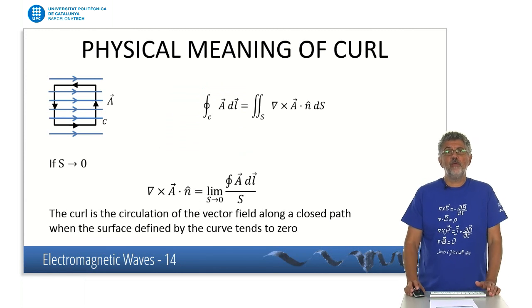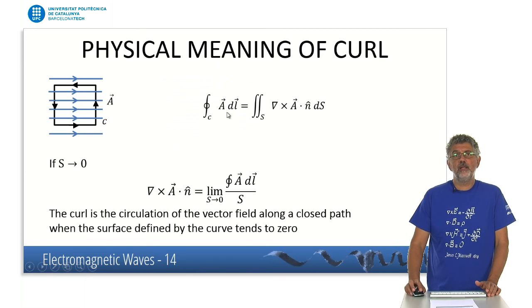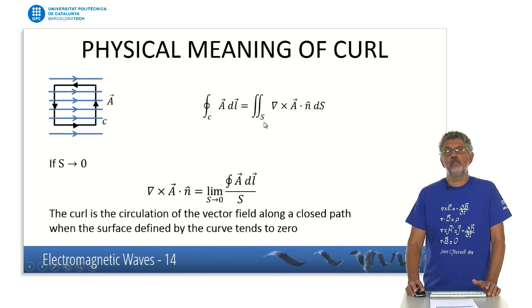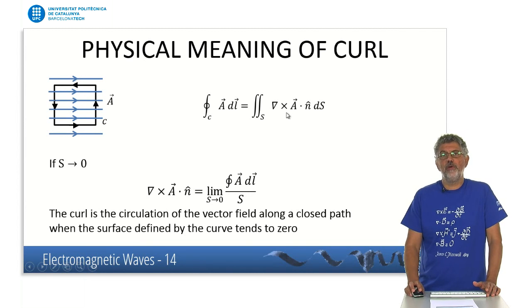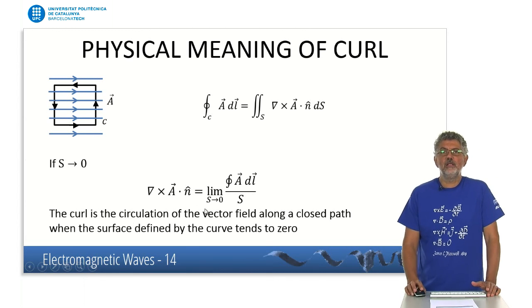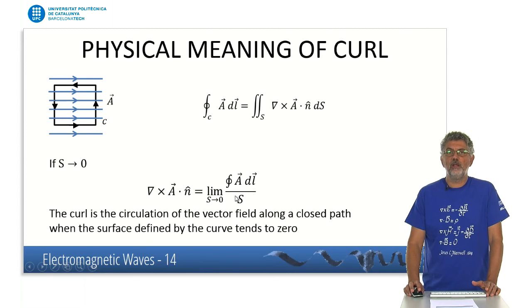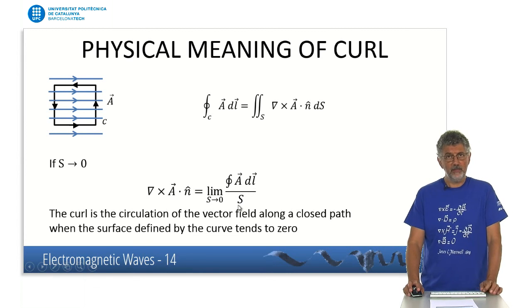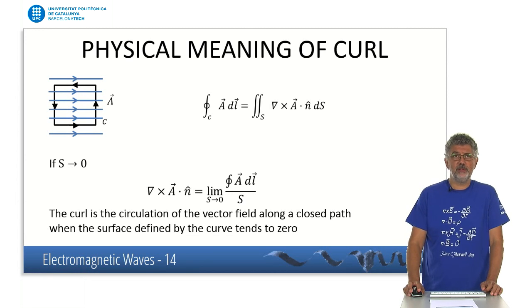Well, in that case, we have what is called the Stokes theorem that says that this integral, which is known as the circulation of A, that's the integral of A along that closed path, is equal to that surface integral of the curl of A dot N. Once again, if we consider that that surface is very small, it tends to 0, we can make the following derivation, in which we see that essentially the curl is the circulation of a vector along a closed path when the surface defined by that path tends to 0.